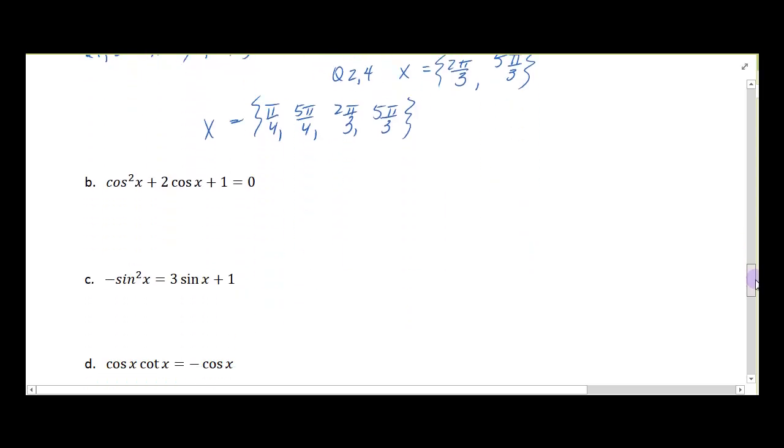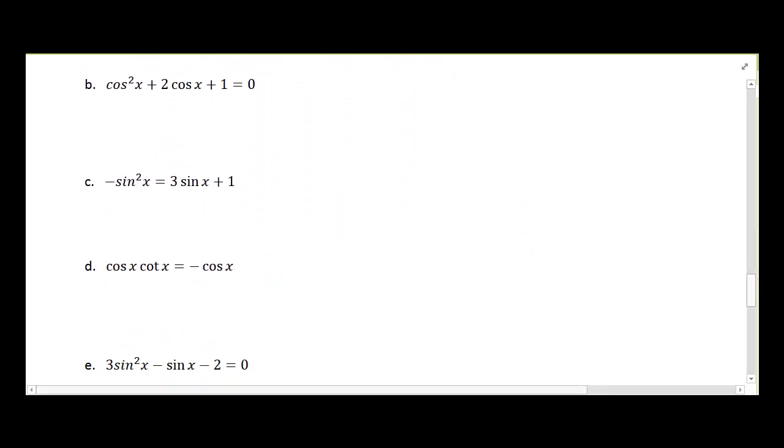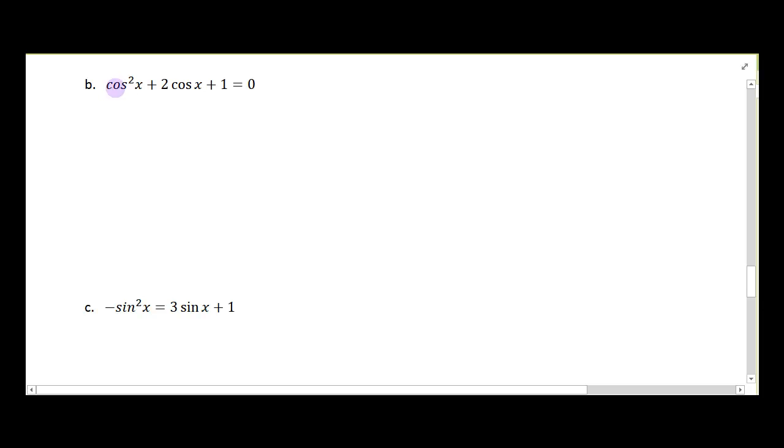Let's look at one more example together in this particular video. Let's look at this one right here. This is the cosine squared x plus 2 cosine x plus 1. Notice this is similar. If I were to write this without the trig words in there, so it just looked like x squared plus 2x plus 1 is equal to 0. Would you know how to factor that?